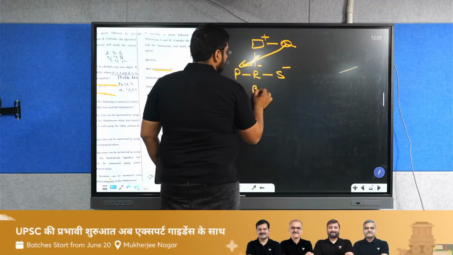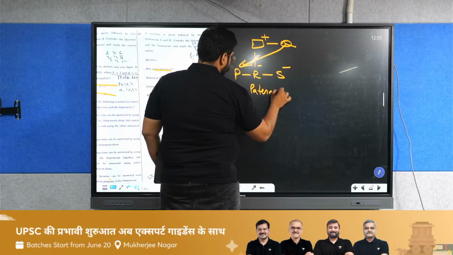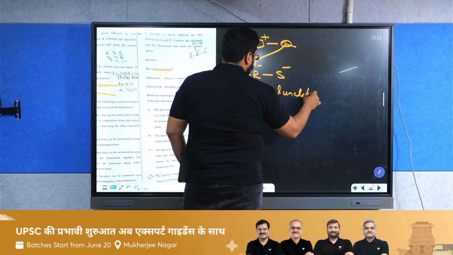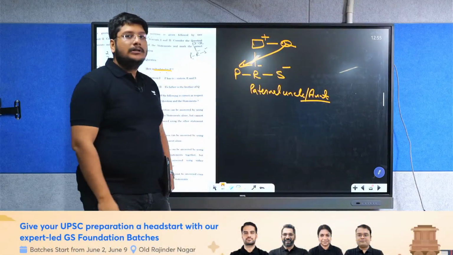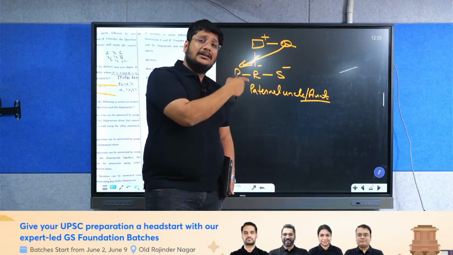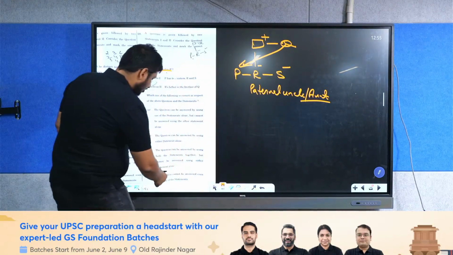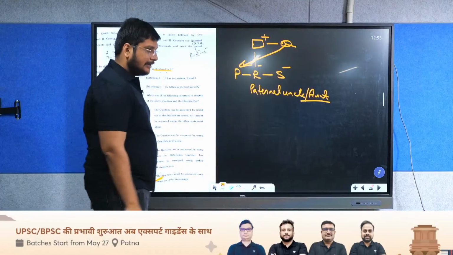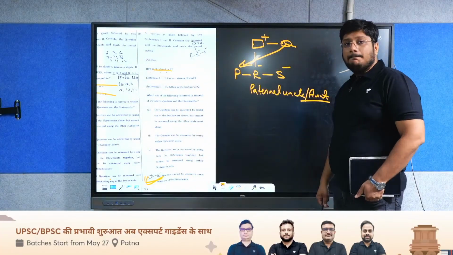It can be a paternal uncle or aunt. It can be anything because I don't know the gender of Q. If I don't know the gender of Q, I cannot say whether it's a chacha or a taya or a bua. That means the question cannot be answered even after using both the statements. I cannot say. Clear? Next.